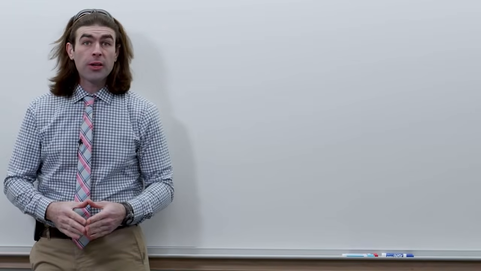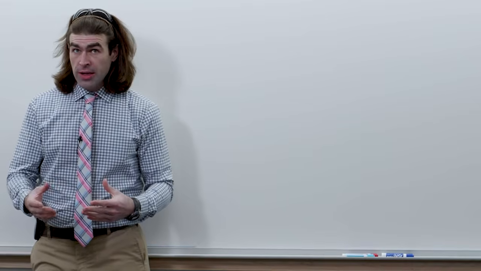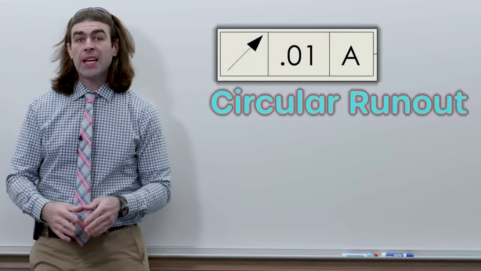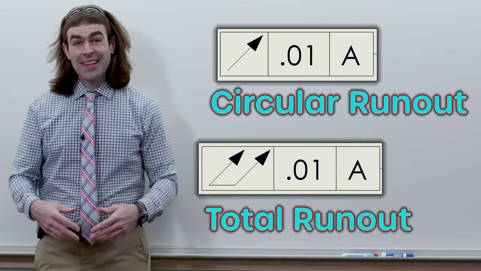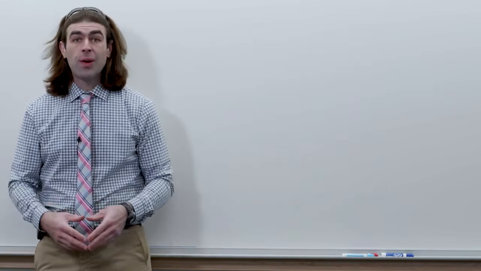In this video, I'm going to go over runout tolerances. So there's two runout tolerances, circular runout and total runout. What they do is control the surface variation relative to a datum axis. It's convenient to think of them in terms of their counterpart form tolerances.